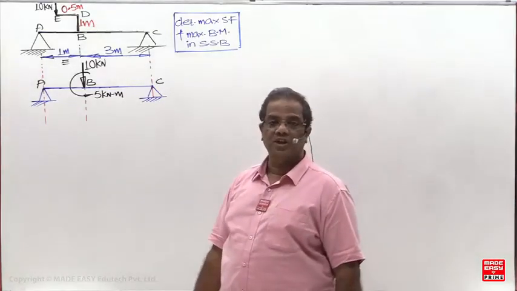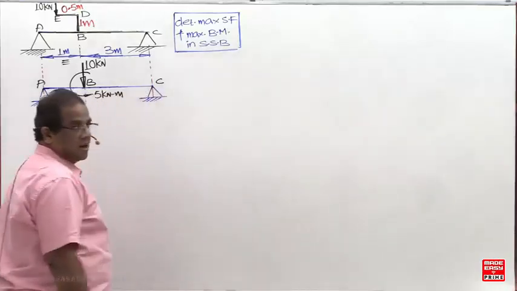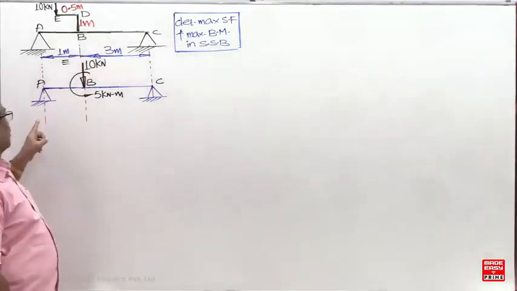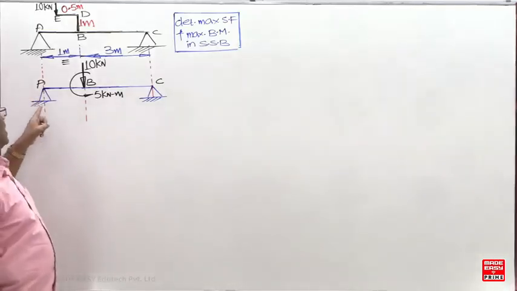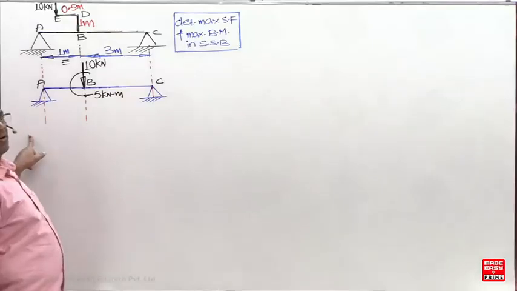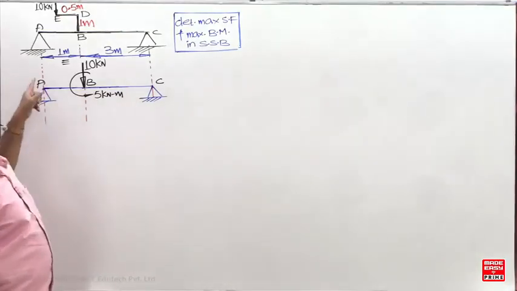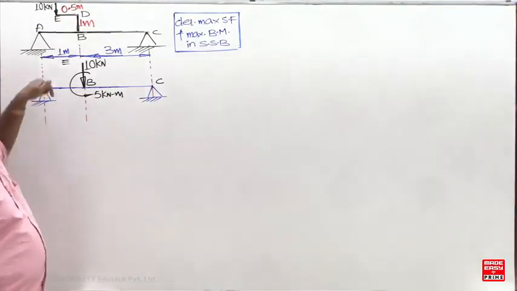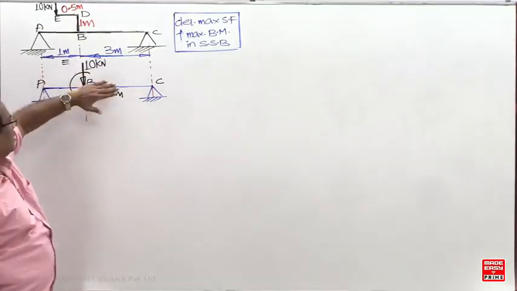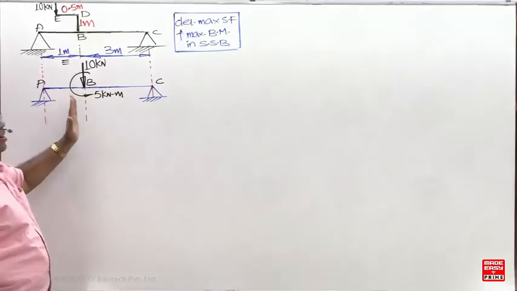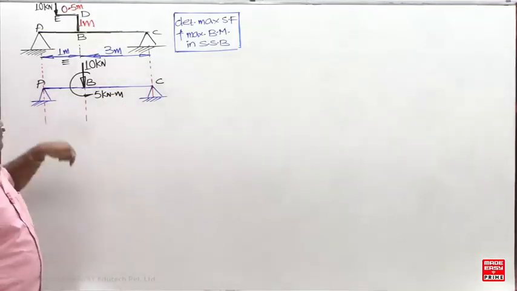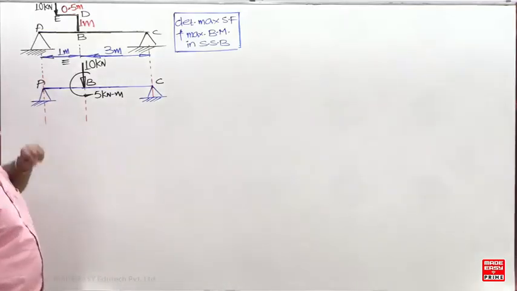What is the meaning of the superposition principle? Assume only the 10 is acting alone. When 10 is acting alone, what is the reaction at A? 10 into the distance from the other end, 3, so 30 upon 4, which is 7.5. Neglect the couple now. When 10 is downward, this reaction is upward.